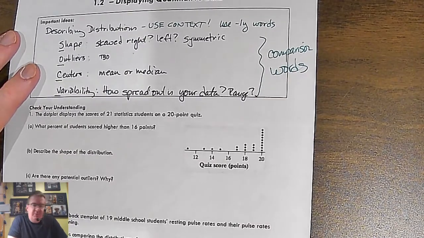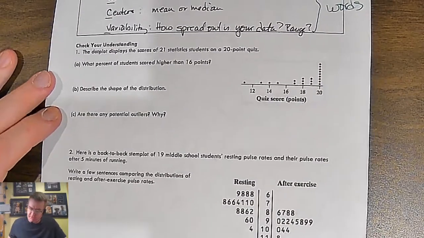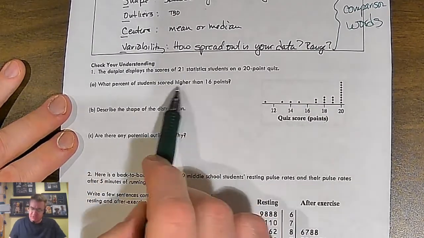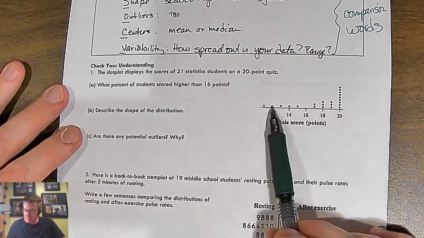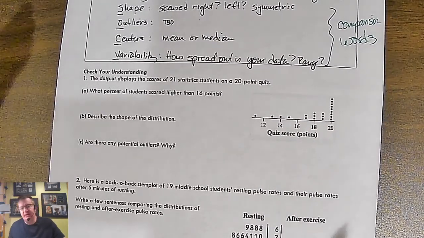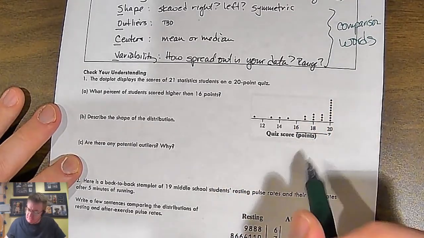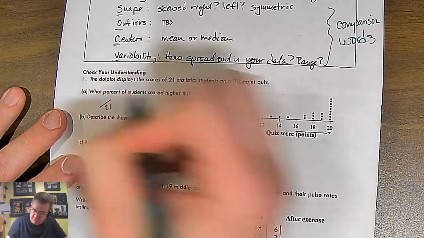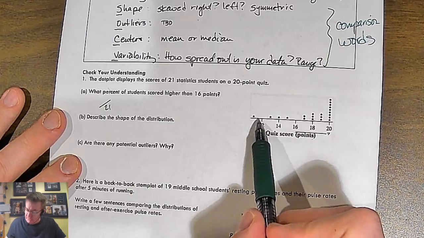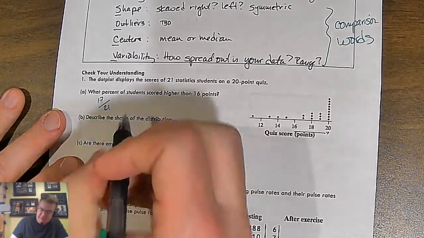So what I would like you to do now is, we're going to take a look at this. So checking our understanding. Here, 21 students, 20-point quiz. What percent of students scored higher than 16 points? That kind of gets into what we were talking about through a couple of days. So 16 points is from here on. So we got what, out of 21. I actually do this one, 21 minus 1, 2, 3, 4, so 17. So that's 81%.